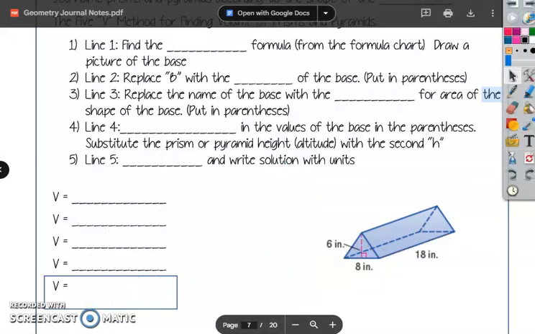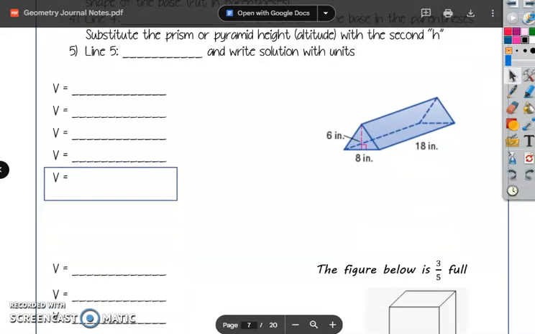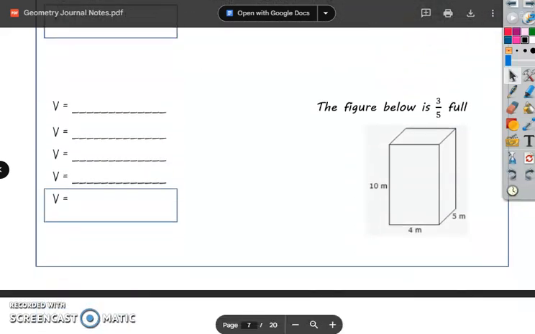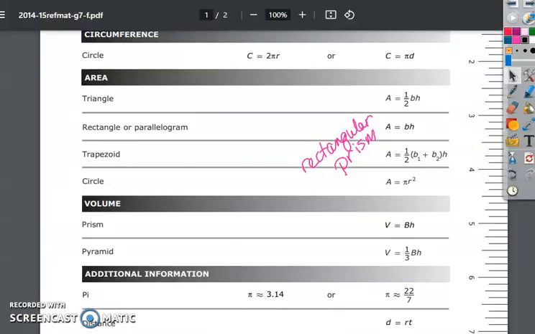Now, on the next one, we're going to do our same thing. We're going to do volume of this. This is a rectangular prism. We're going to name it first. Then we're going to start with our volume formula.